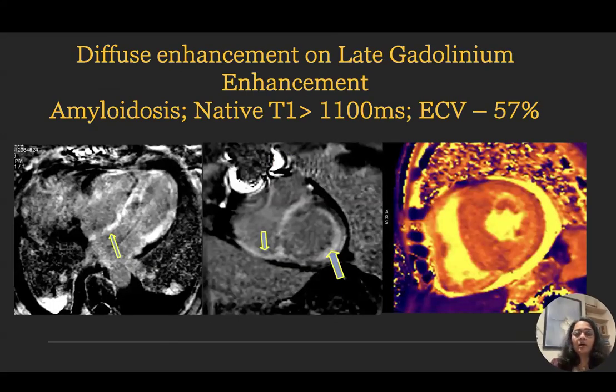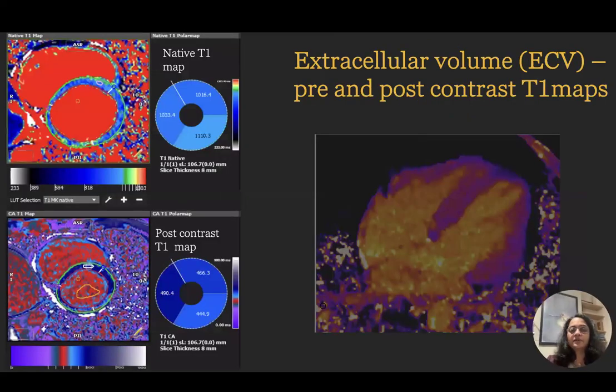On late gadolinium images, there is diffuse enhancement of both LV and RV myocardium, as well as the atria. In addition to the increased native T1, the calculated extracellular volume was markedly elevated at 57%. These are classical findings of cardiomyopathy. A reminder about extracellular volume.